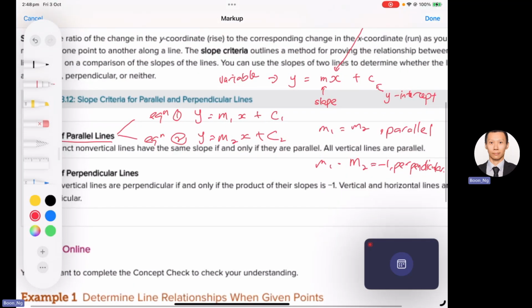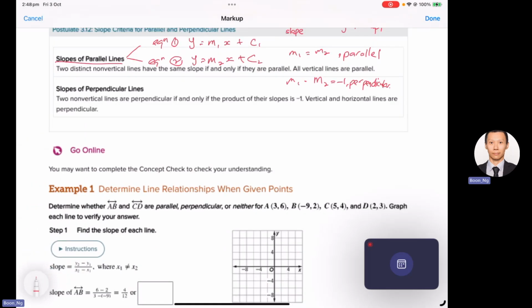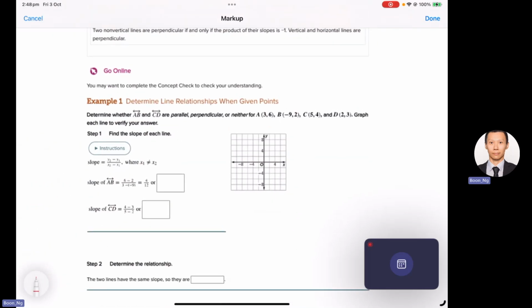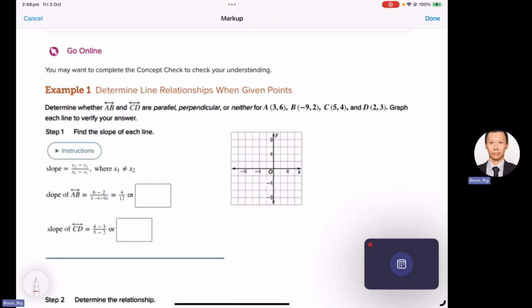Okay, so using this information, we can do this. Example one: determine the line equation when given points. We have four different points. We are trying to compare line AB and line CD to see if they are parallel, perpendicular, or neither of them. So how do we do that?